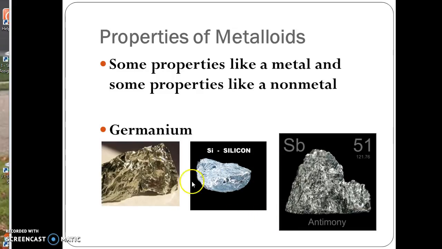And here are some examples of different metalloids that you'll see on Earth. The mixture of the properties isn't necessarily important, but if you ever come across an element that has even one metal property and the rest nonmetal, we consider that a metalloid. All right.